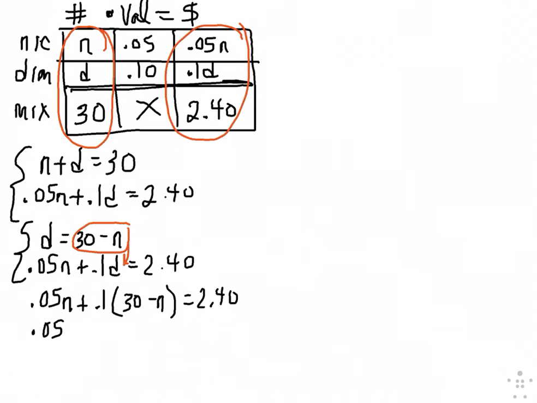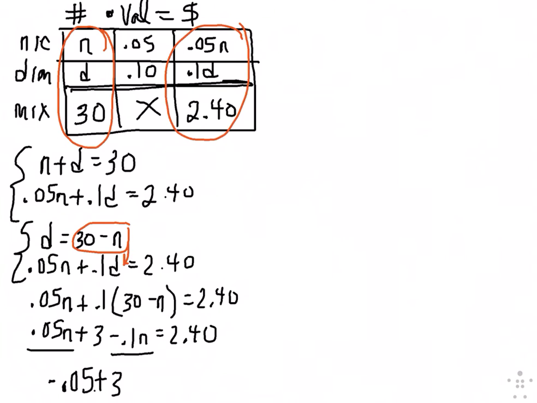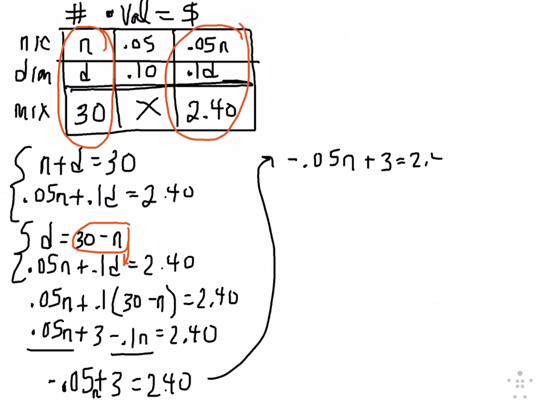Now we distribute: 0.05n plus 30 times 0.1 is 3, minus 0.1n equals 2.40. Now I have like terms, right? 0.05 minus 0.1, so that's negative 0.05n, right? Plus 3 equals 2.40. So let's go up here, right? So again, I have negative 0.05n plus 3 equals 2.40.